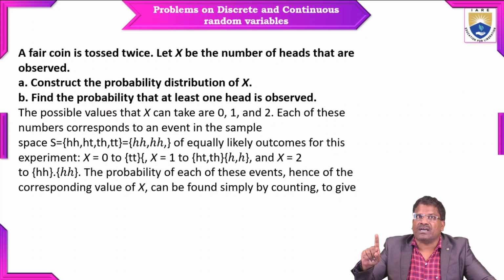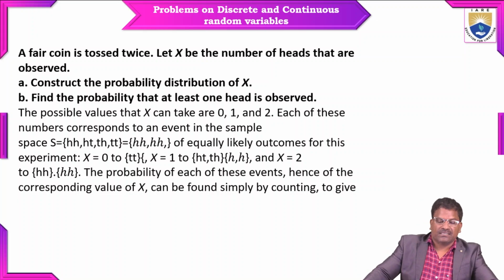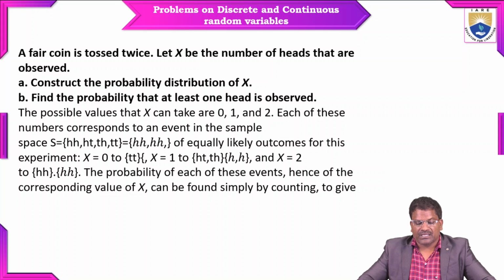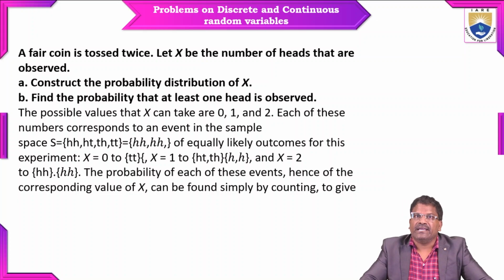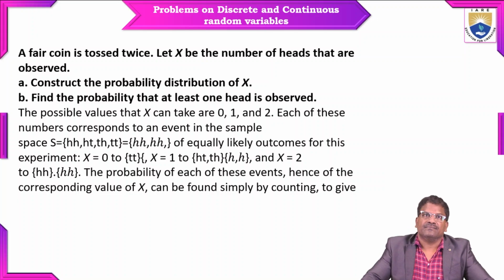A fair coin is tossed twice. So how many chances will be there? There will be exactly 4 chances: head head, head tail, tail head, tail tail.